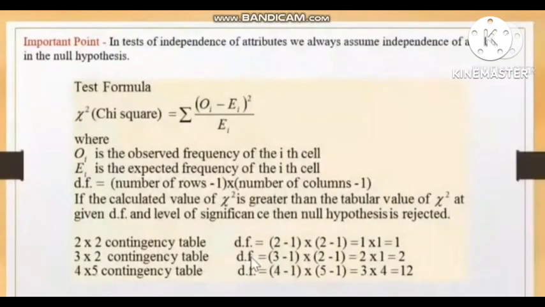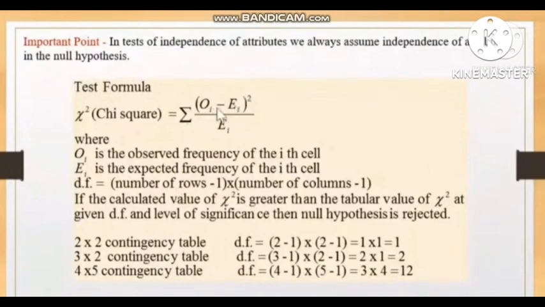Now let us take one example. And before that, the formula that we would use for testing the independence of attributes is this one. This we pronounce as chi-square. So chi-square is summation, you know, sum, of (OI minus EI) square by EI. What is OI? Observed frequency. What is EI? Expected frequency. O for observed frequency, E for expected frequency.